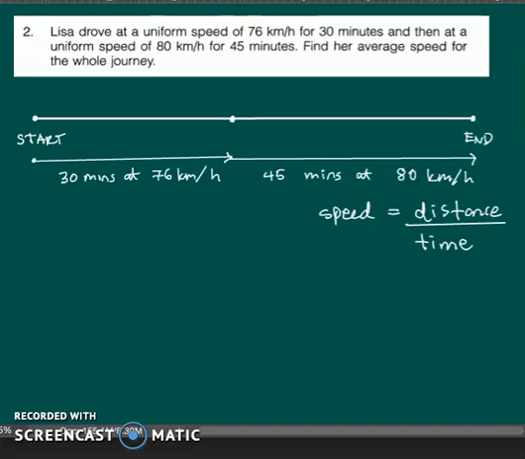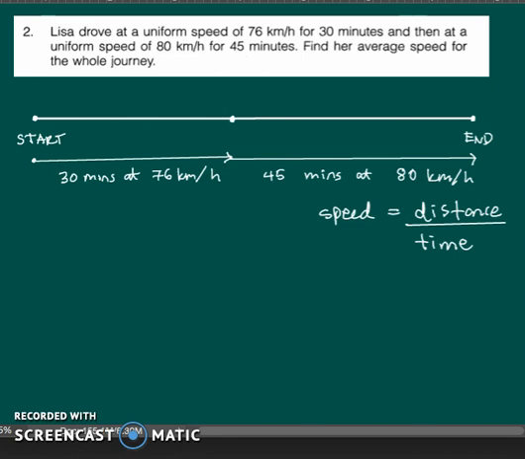Hi everyone. So here we have a line representing Lisa's journey from start to finish, and it's split into two sections. So first she drives for 30 minutes at 76 kilometers per hour, and then she drives for 45 minutes at 80 kilometers per hour. And our goal is to find the average speed for the whole journey.